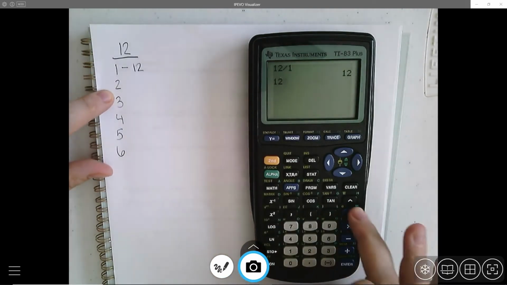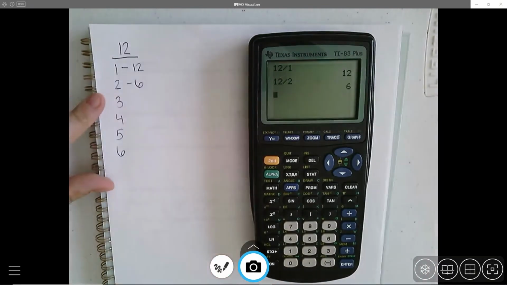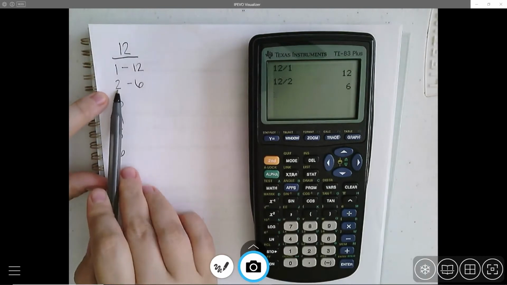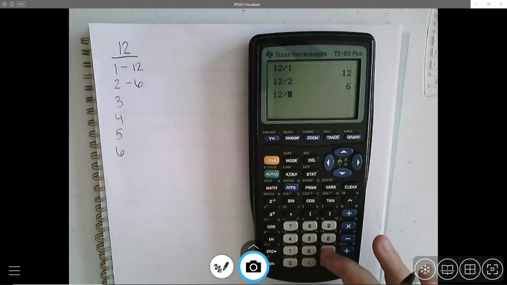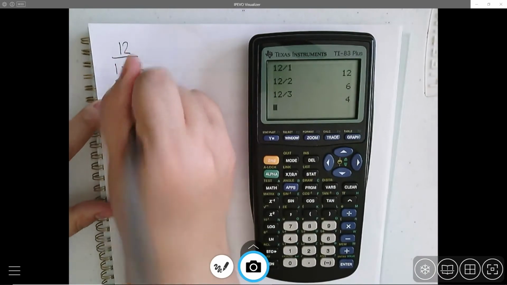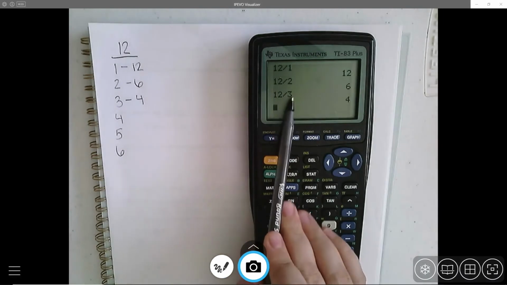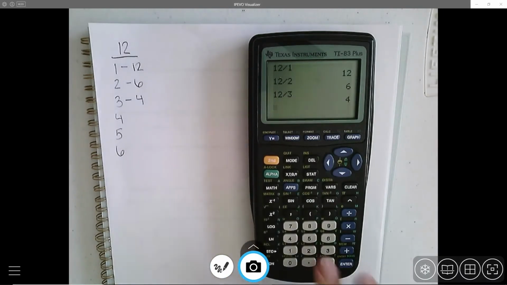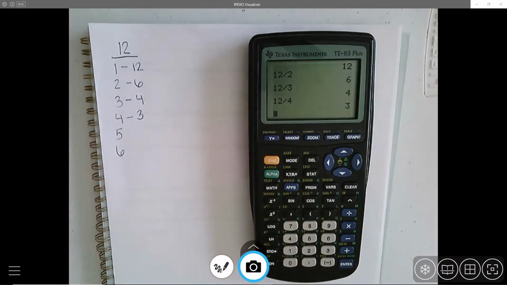I go back here. 12 divided by 2, I get a non-decimal answer. That means the 2 that I divided by and the answer I got, 6, are factors of 12. 12 divided by 3, again a non-decimal answer, so 3 and 4 are factors: what I divided by, and what I got. Okay, 12 divided by 4, I get an answer of 3.